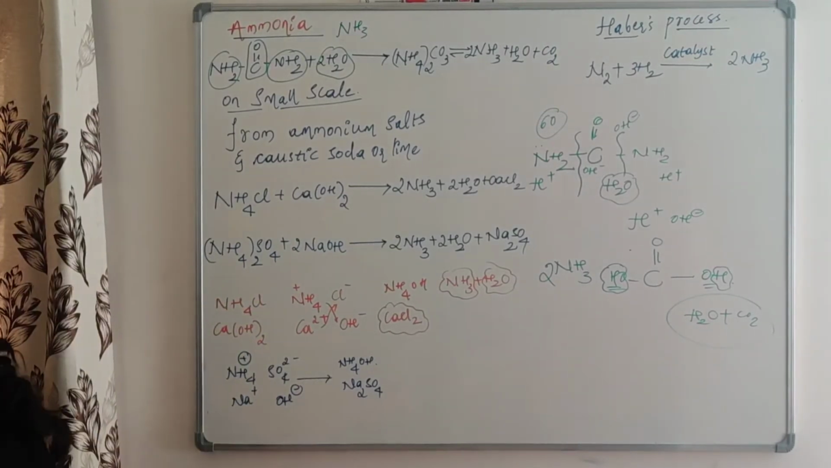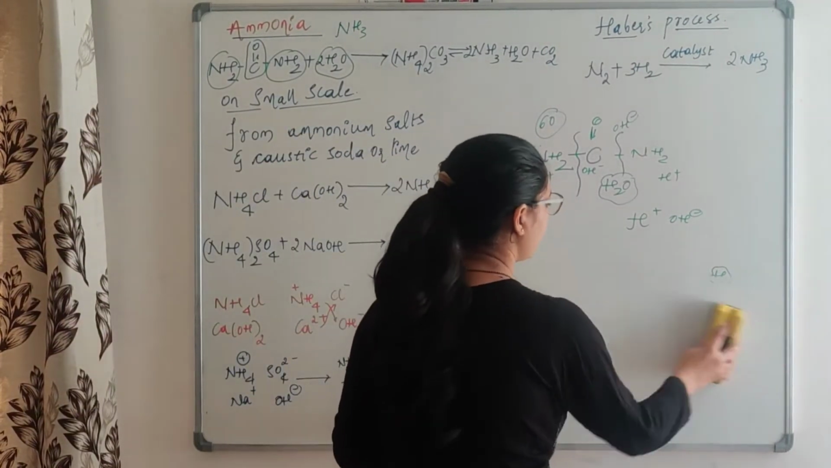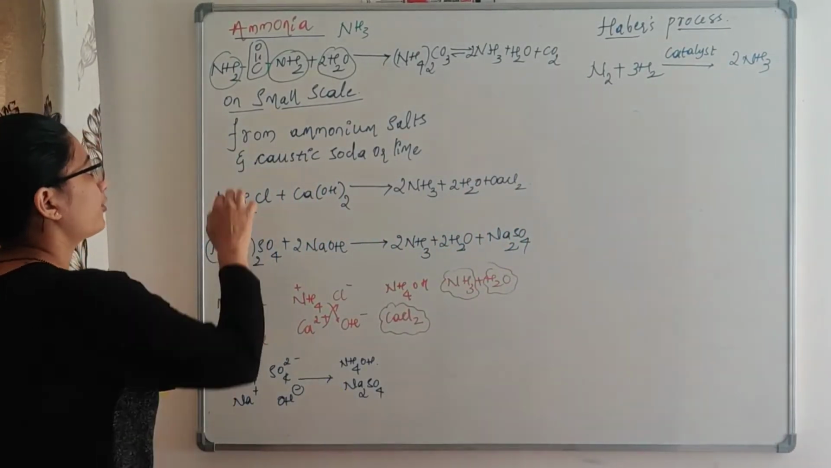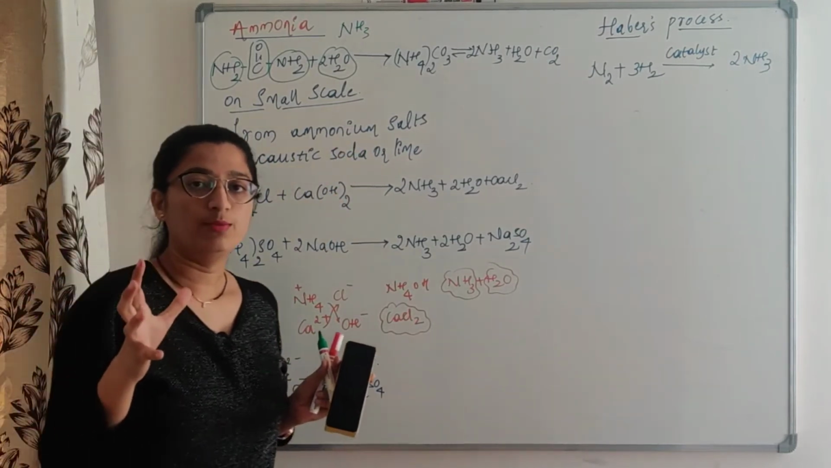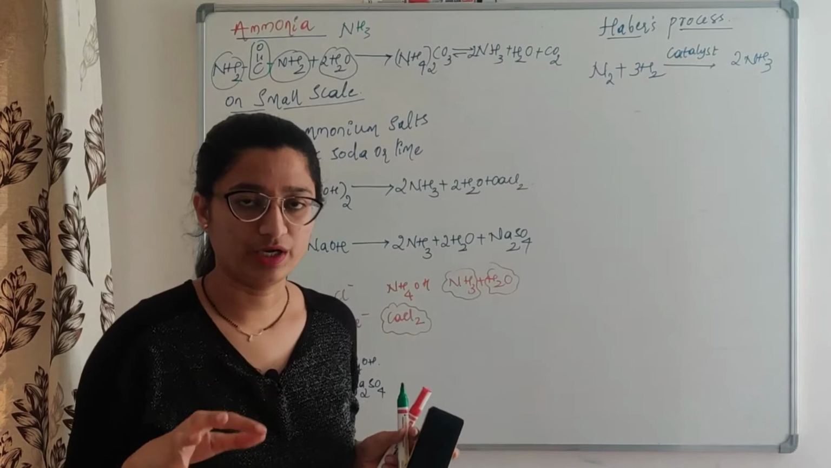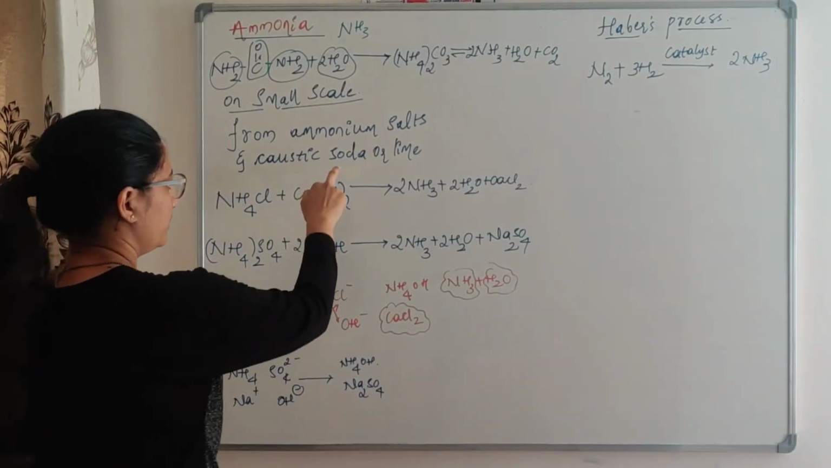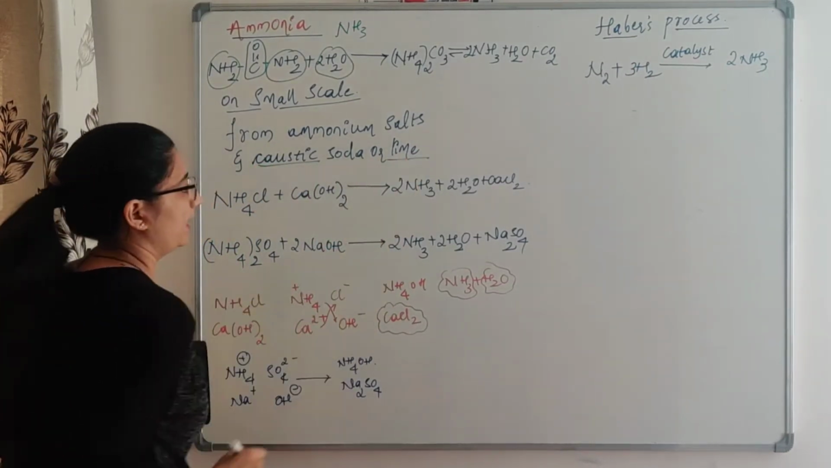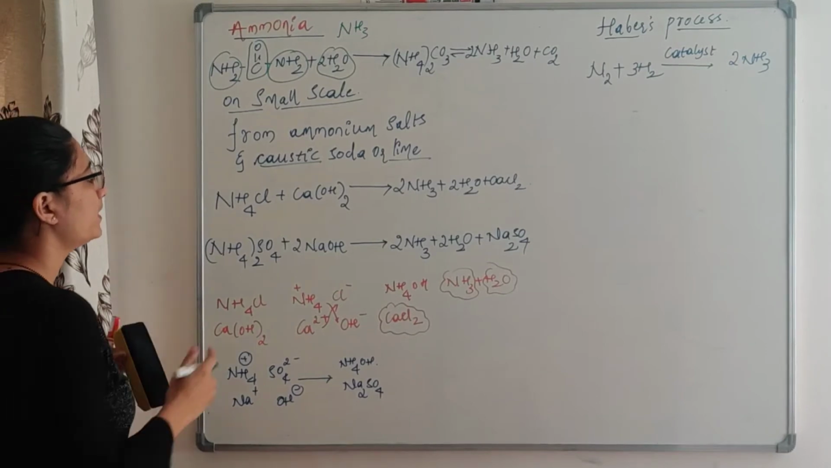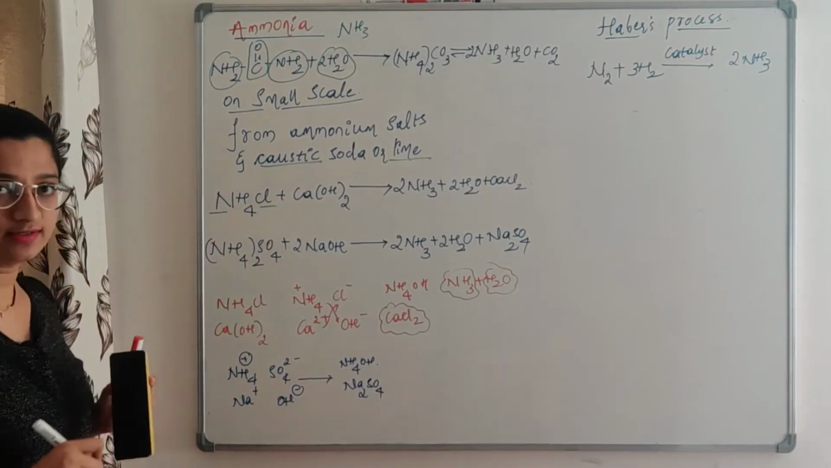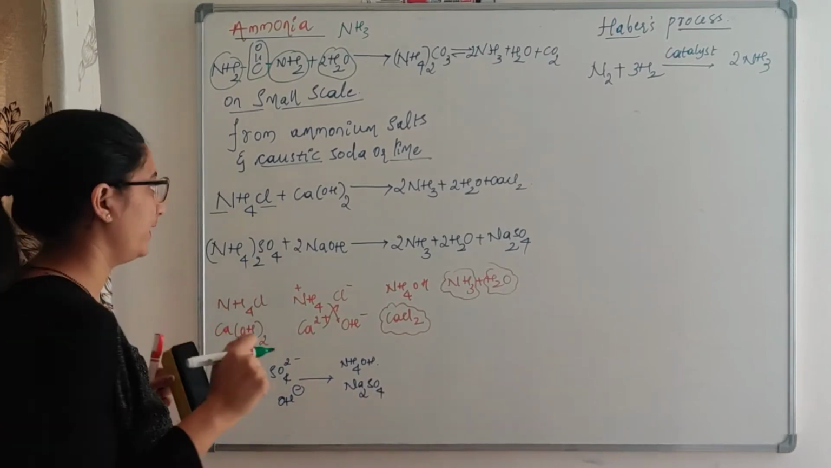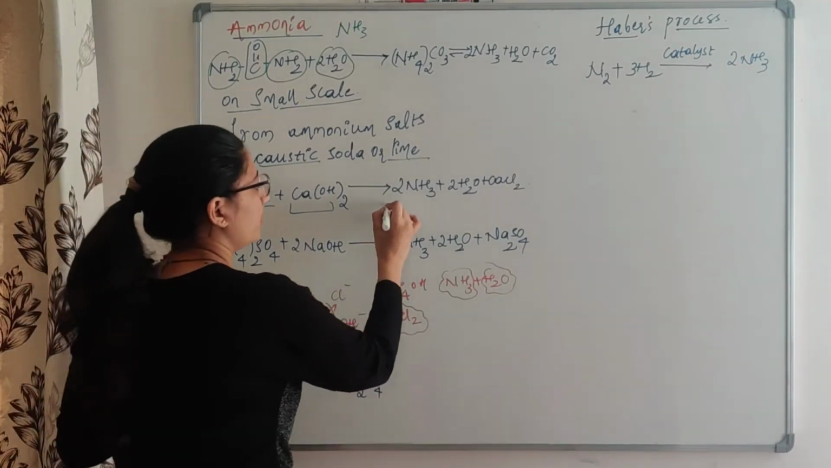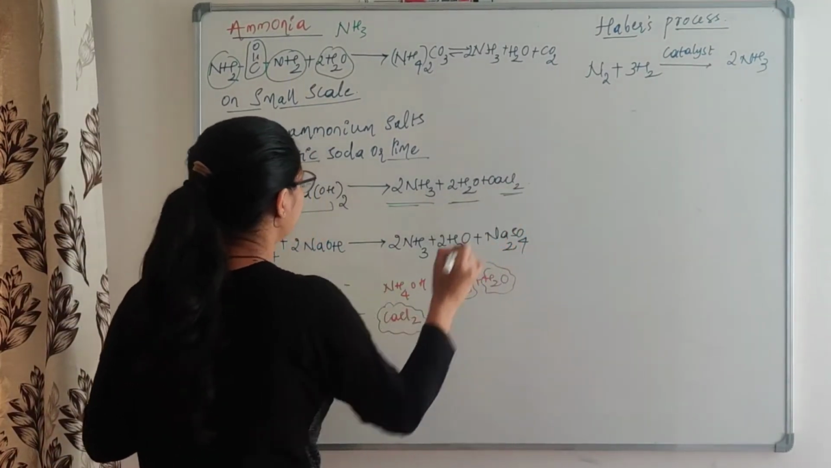The next important thing is how we can prepare ammonia on a small scale, from ammonium salts. We take ammonium salts like chloride and sulfate, and react them with caustic soda or with lime. Let us see this reaction here. I have taken an ammonium salt, NH4Cl, ammonium chloride, and I am going to react it with Ca(OH)2, and then I get NH3, water and calcium chloride.